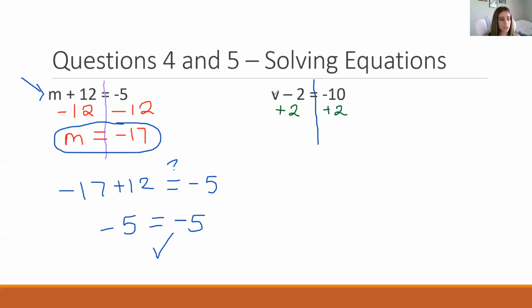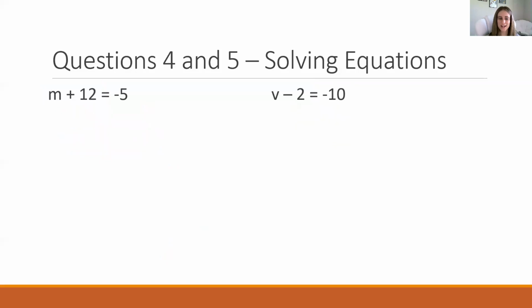Now let's do the math. That V is not a like term, just bring it down. -2 plus 2 is 0. Those cancel out. -10 plus 2, opposite signs, so subtract. 10 minus 2 is 8. Take the sign of the larger absolute value. 10 is larger, 10 is negative. Therefore, our answer is a -8. And V is all by itself, so we're done.